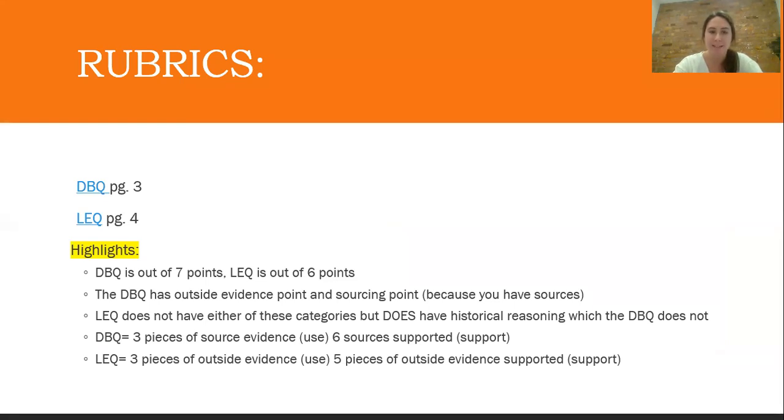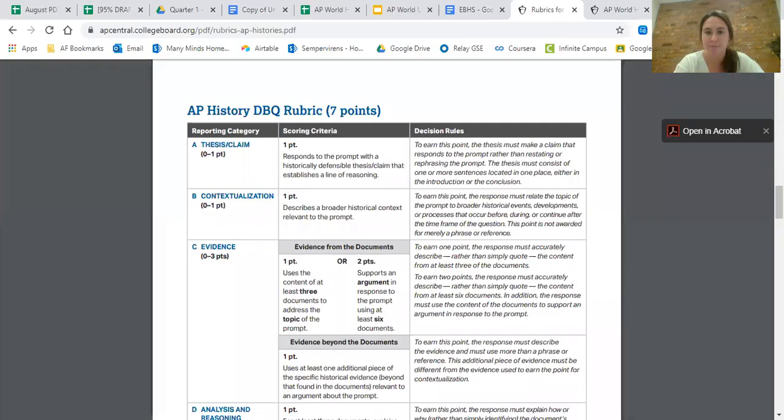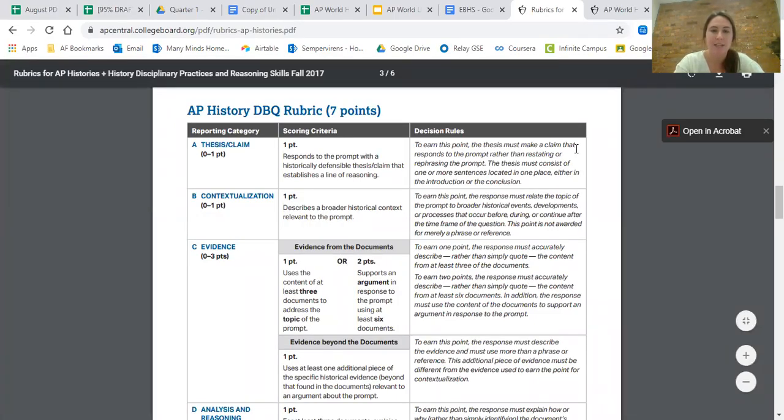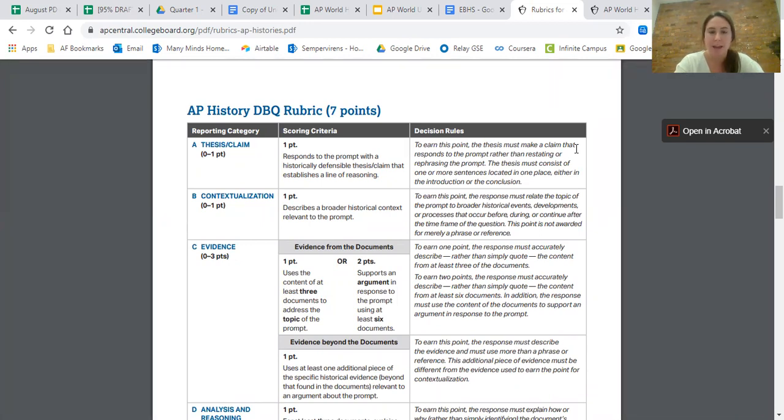We're going to look at the DBQ and the LEQ prompts, and we're going to look at some of the similarities and differences between these prompts and the points that you can earn on the AP exam. So as you can see here, this is the DBQ rubric. The DBQ and the LEQ are both 4 paragraphs. There's the intro paragraph for both, which is made up of the thesis and the context, and there are 3 body paragraphs. So let's jump into how you get these points on the DBQ and the LEQ.